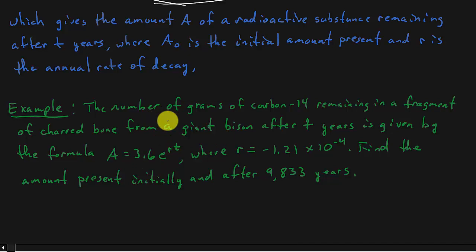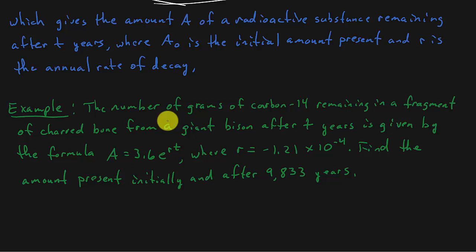go down to this. But the problem says, finely chipped spear points shaped by nomadic hunters in the Ice Age were found at the scene of a large kill in Lubbock, Texas. From the amount of decay of carbon-14 in the bone fragments of the giant bison, scientists determined that the kill took place about 9,833 years ago.